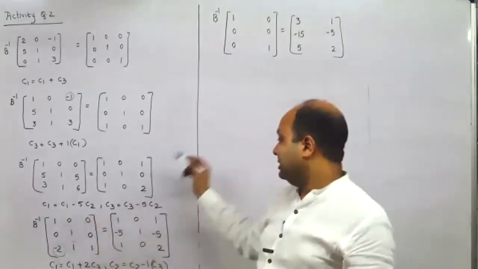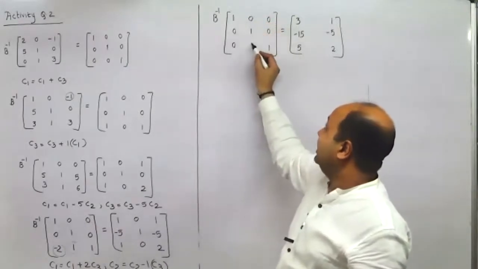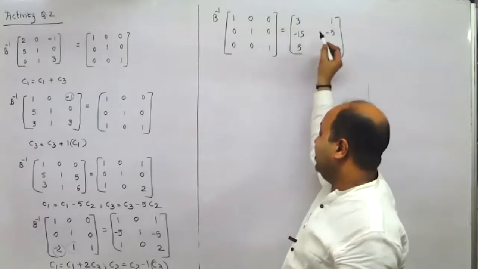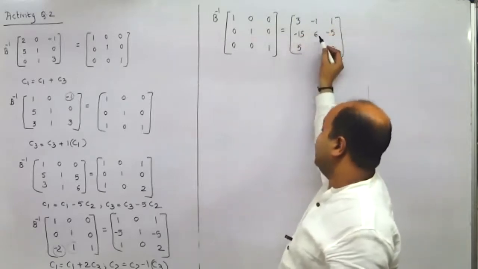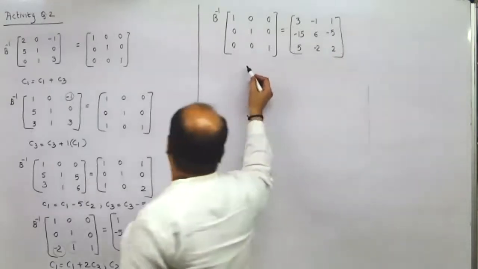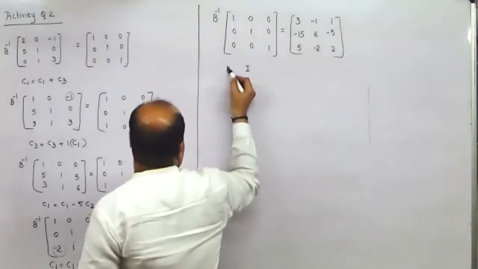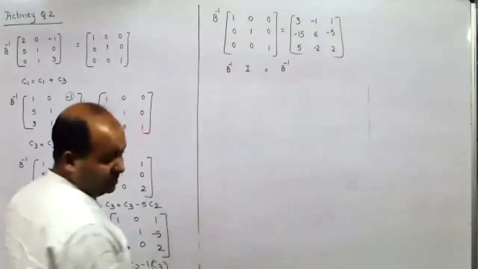So 0 minus 0, 0. 1 minus 0, 1. 1 minus 1, 0. 0 minus 1, minus 1. 1 plus 5, 6. 0 minus 2, minus 2. This is B inverse into I, which is equal to B inverse. So this is B inverse.